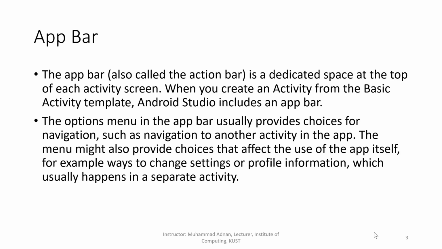So first we are going to discuss what are app bars. The app bar, which is also called the action bar, is a dedicated space at the top of each activity screen. When you create an activity from the basic activity template, Android Studio includes an app bar. The option menu in the app bar usually provides choices for navigation, such as navigation to another activity in the app. The menu might also provide choices that affect the use of app itself. For example, ways to change setting or profile information, which usually happens in a separate activity.